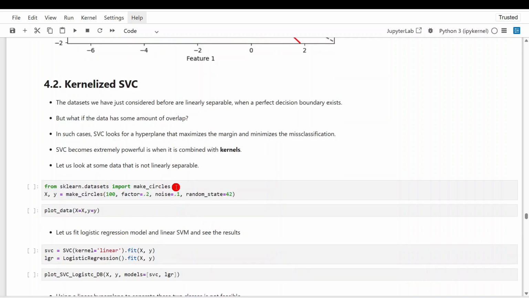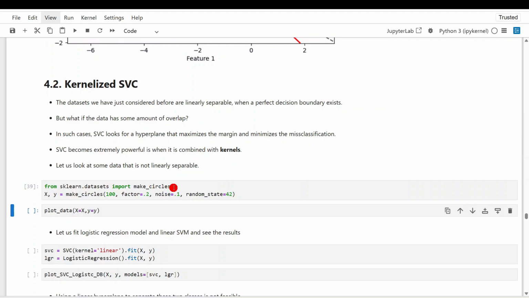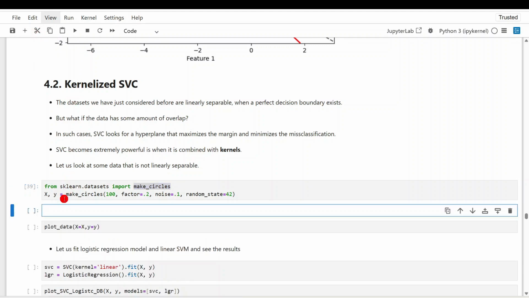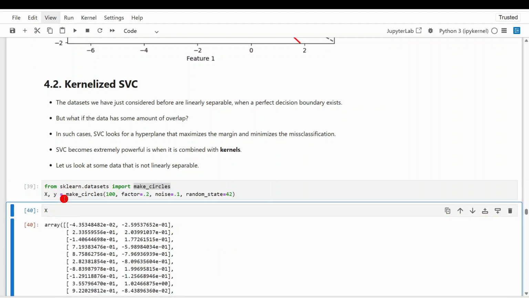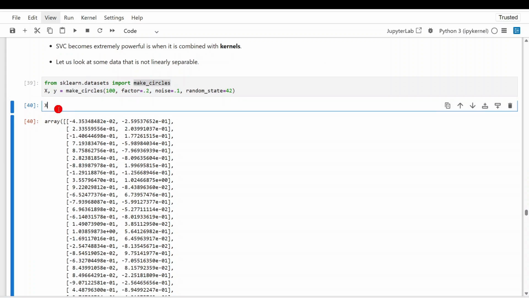So now let's generate a new dataset. Specifically, let's generate this dataset using the make_circles function from sklearn datasets, and let me show you X. Again, we have two features and 100 observations.